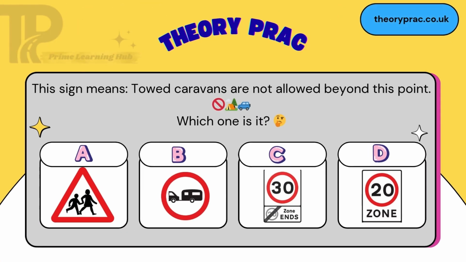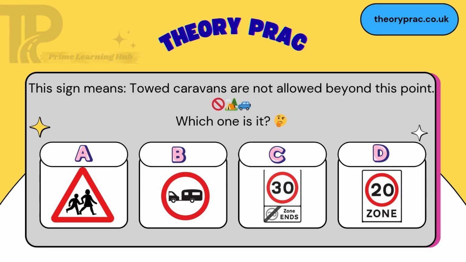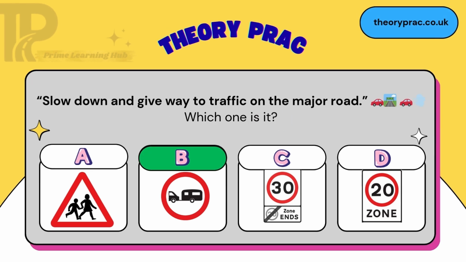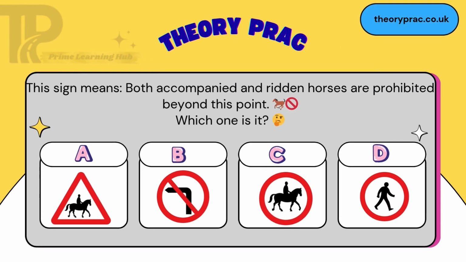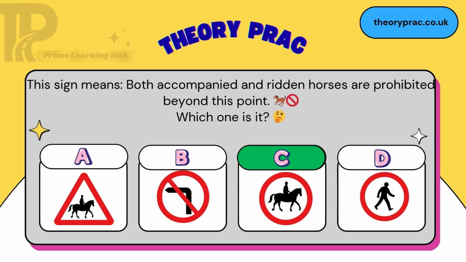This sign means towed caravans are not allowed beyond this point. Which one is it? The correct answer is B. This sign means both accompanied and ridden horses are prohibited beyond this point. Which one is it? The correct answer is C.